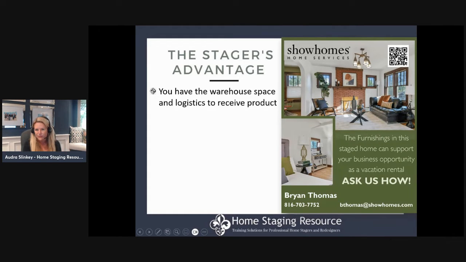The reason this works really well, particularly for you, is a lot of you already have the warehouse space if you do any sort of vacant staging. So you have the logistics to receive trade product. This is always a little bit of a challenge. In my training, I have a list of receivers. If you're a designer and you don't have a warehouse, you just have it come to the receiver. It can be done. It's just an extra cost, right?